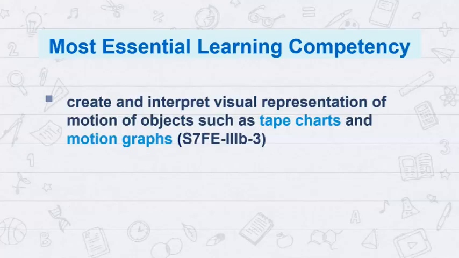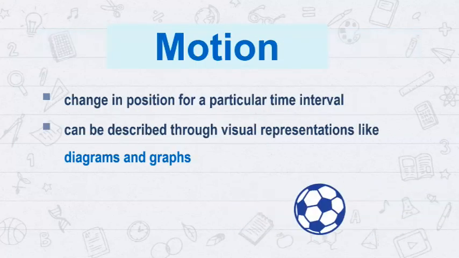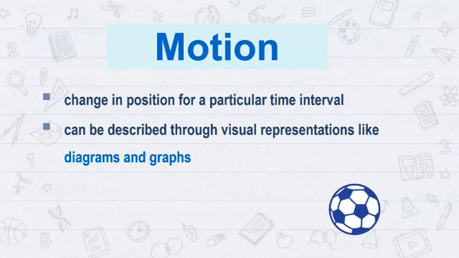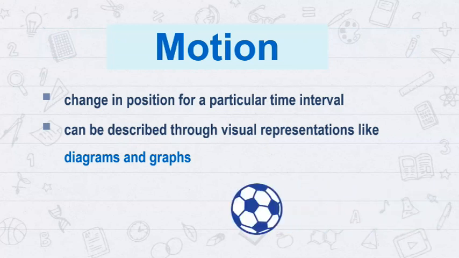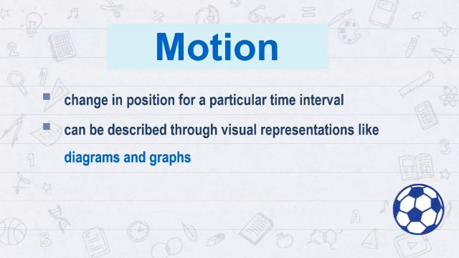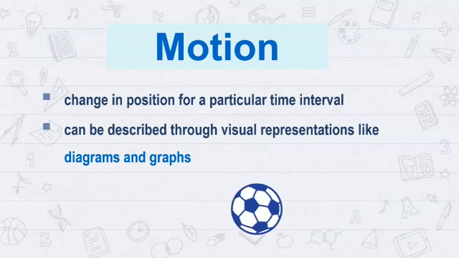Most essential learning competency. The learners should be able to create and interpret visual representation of motion of objects such as state charts and motion graphs. We already know that motion refers to a change in position for a particular time interval. Describing motion is not only limited to using words or equations. Visual representations like diagrams and graphs are also useful tools in describing the motion of an object.